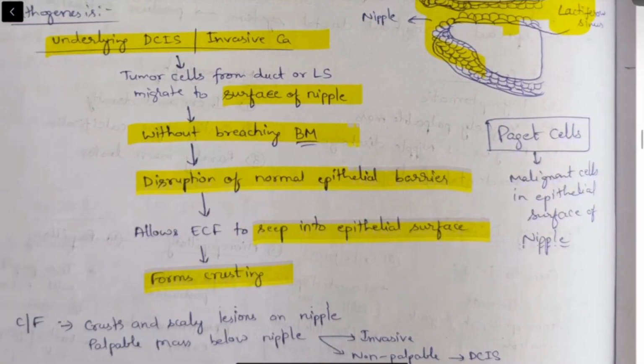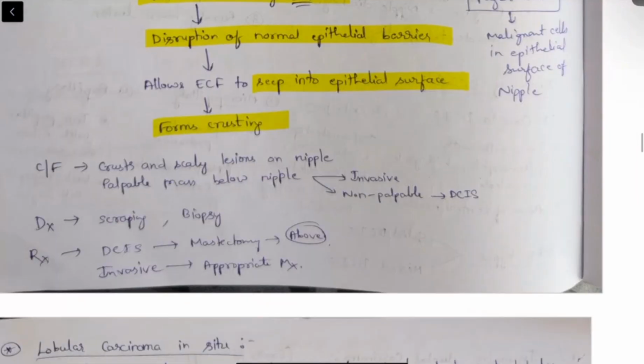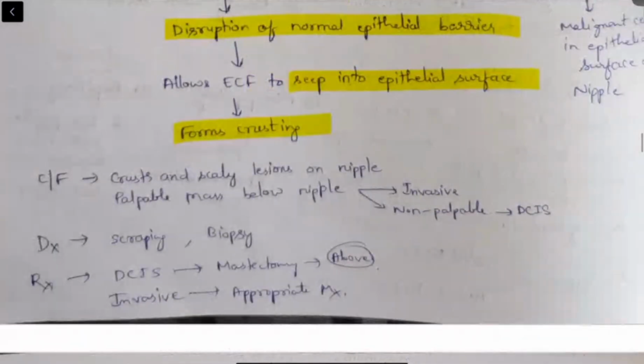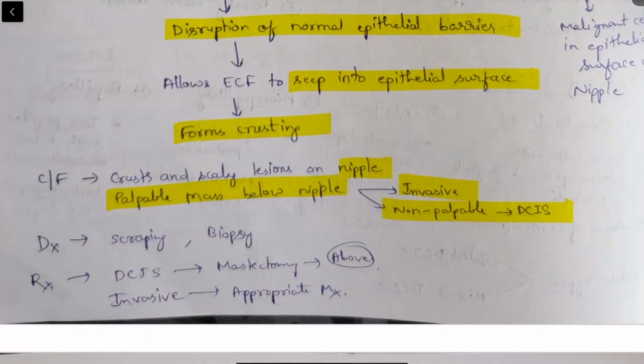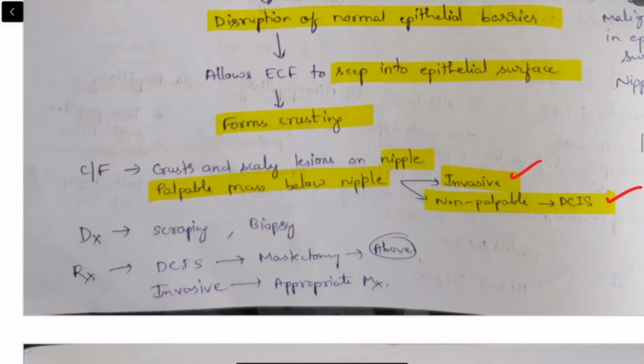Okay, so what are the clinical features? Crusts and scaly lesions on the nipple, and a palpable mass below the nipple, which is nothing but invasive or ductal carcinoma in situ. Okay, so how do we diagnose? Whatever crust-like material we get, we scrape that and visualize it, or we can take a biopsy of the mass which is palpable.